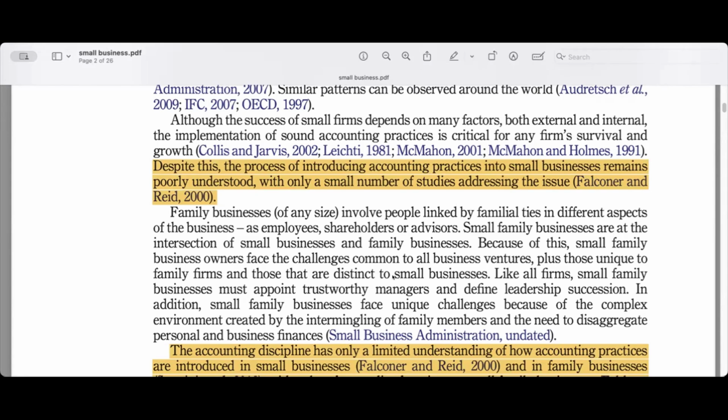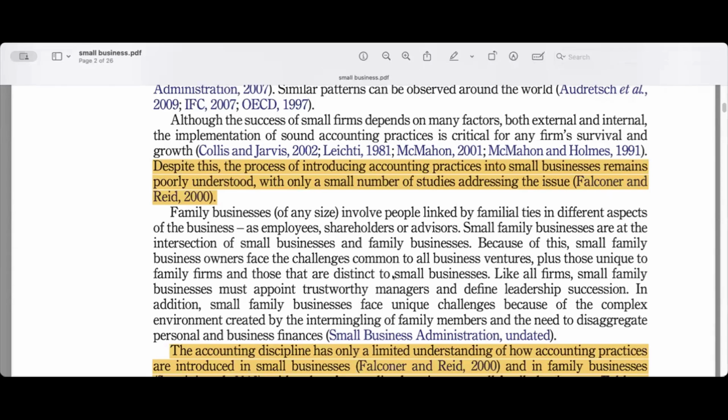Family business is not necessarily a small business. It's a business that is run by family members, or largely the decisions are taken by family members. Like all firms, small family businesses must appoint trustworthy managers to define leadership succession. In addition, small family businesses face unique challenges because of the complex environment created by the intermingling of family members, and they need to separate the personal and the business finances.